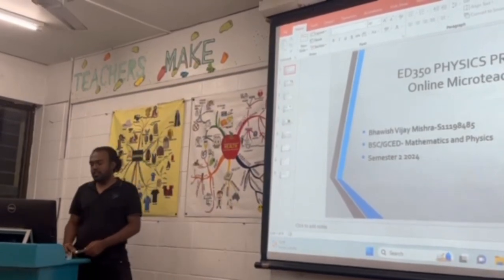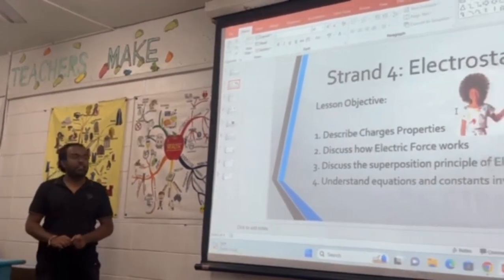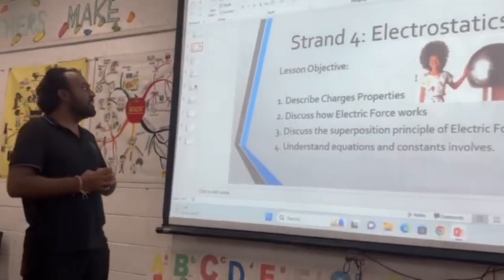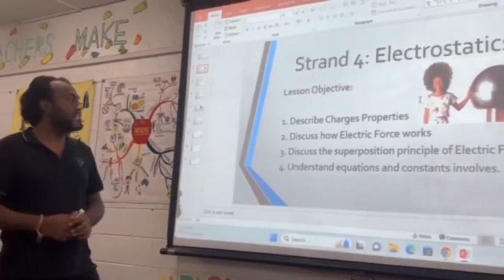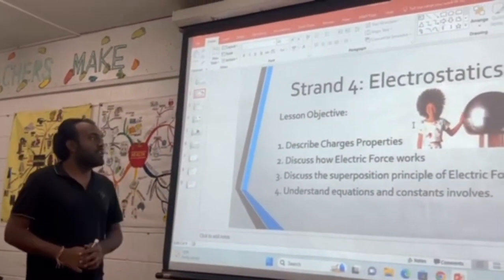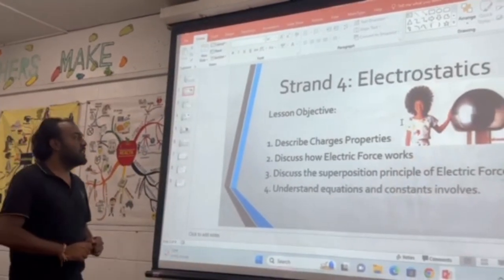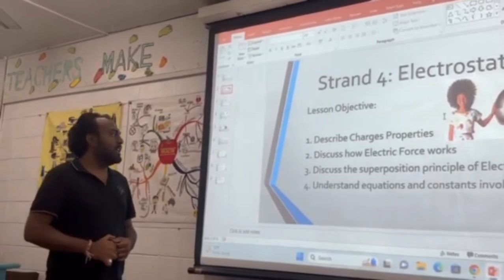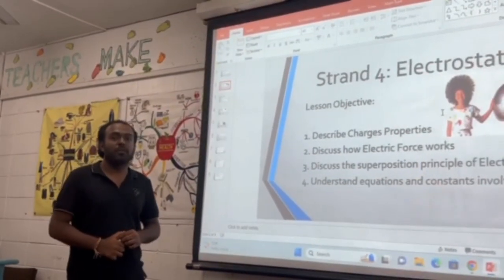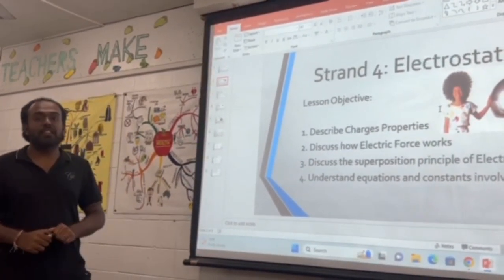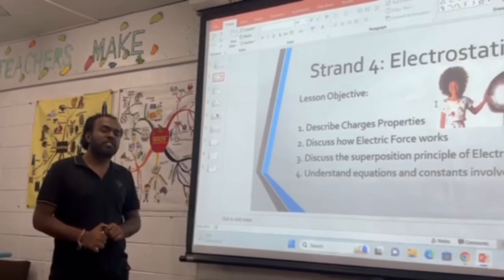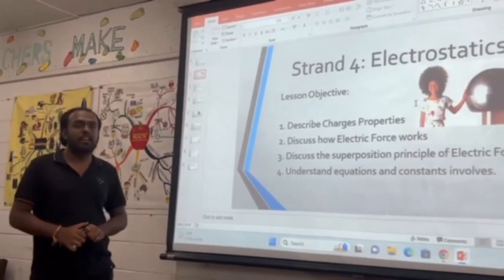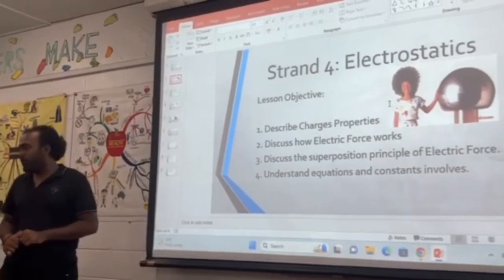So today's topic is on electrostatics, Stand 4. The lesson objective is to describe charge properties, discuss how electric force works, and discuss the superposition principle of electric force. And lastly, you should understand all the equations involved, I think 3 to 4 equations, and also the constants that are there. So we'll begin.